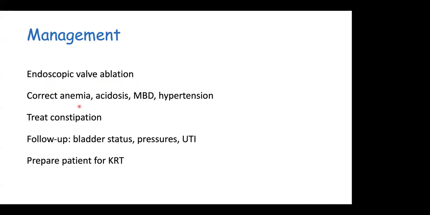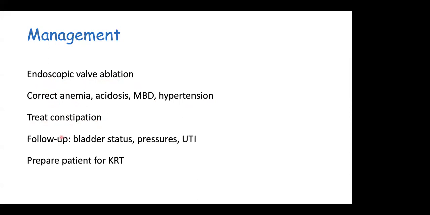Correct the other metabolic parameters. The child had anemia, metabolic acidosis, mineral bone disease and hypertension. We correct all of them very well. Remember, most of these children are also constipated. So it's important that you identify bowel bladder disturbance thoroughly, evaluate them thoroughly and treat them also.